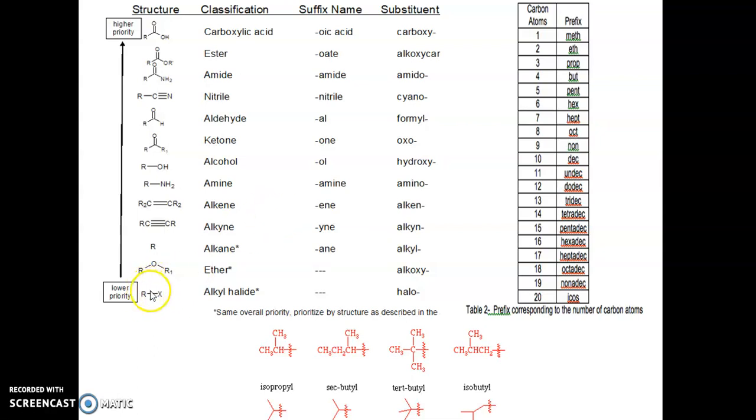So in case of alkyl halide, the halogen atom generally acts as a side chain atom or substituent, and the term that is used is halo. Okay, if it is fluorine, then fluoro. If it is chlorine, then chloro. Okay, halo. Clear?